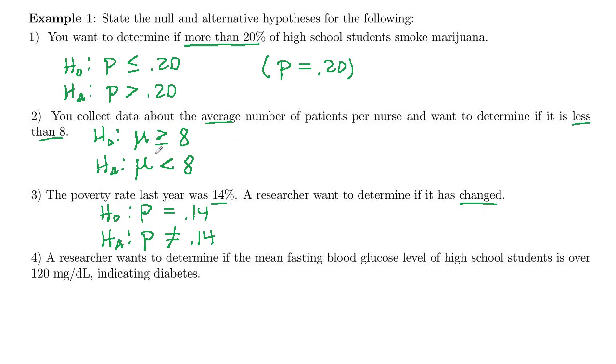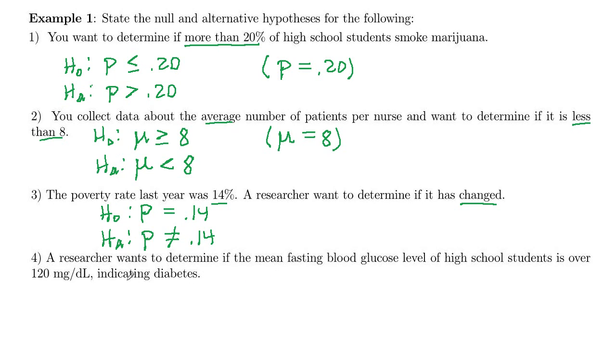Also up here, again, some books would use mu equals 8. It doesn't matter to me which one you use, whether you use equal, less than or equal, or equal, greater than or equal. The null has to have the equal sign involved.